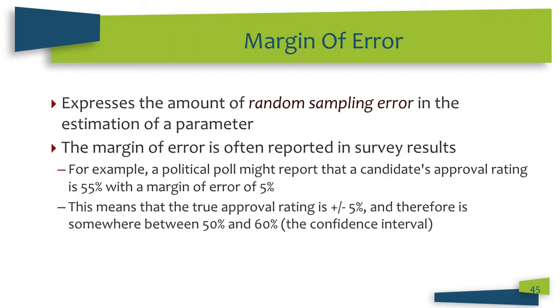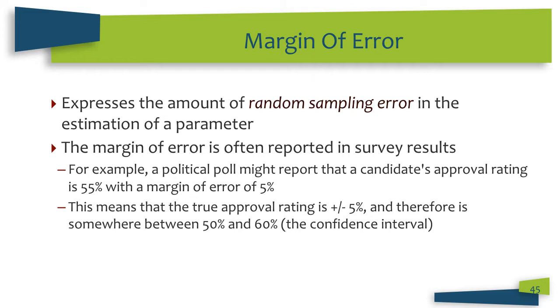All right, so there are two more things that we'll try to understand. The first is margin of error. What is the margin of error? It expresses the amount of random sampling error in the estimation of a parameter, and it is reported in this kind of format. For example, a political poll might report that a candidate's approval rating is 55% with a margin of error of 5%. This means that the approval rating is somewhere between 50 and 60, 55 plus 5 and 55 minus 5. And this 50 to 60 is called the confidence interval.